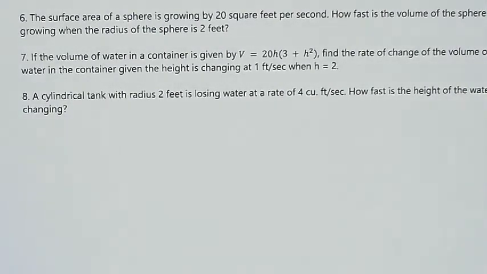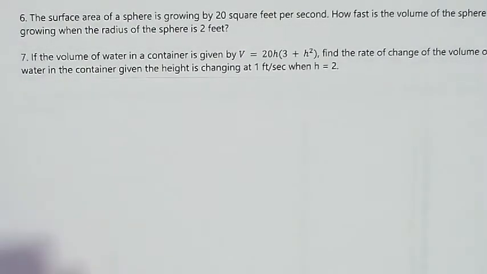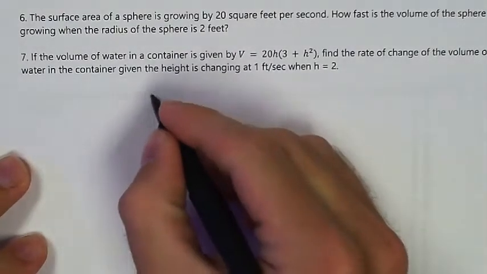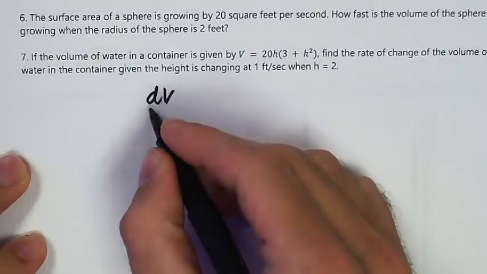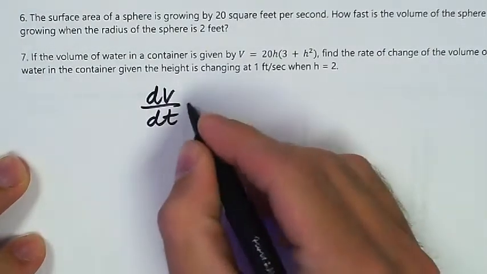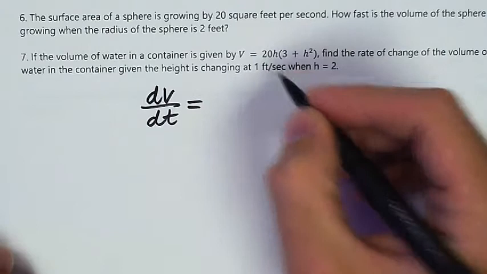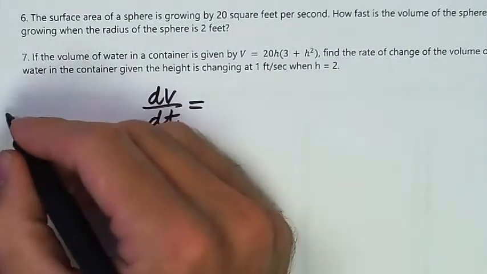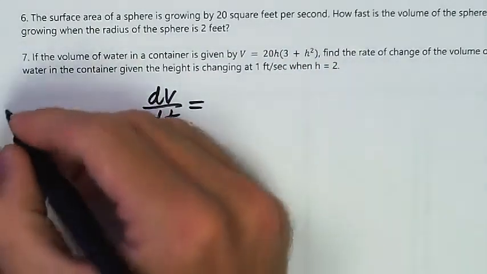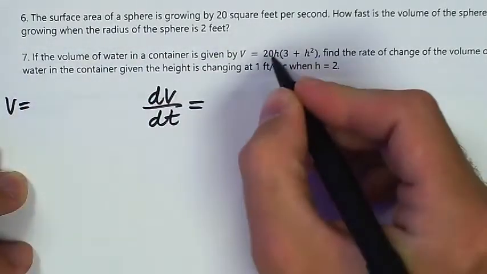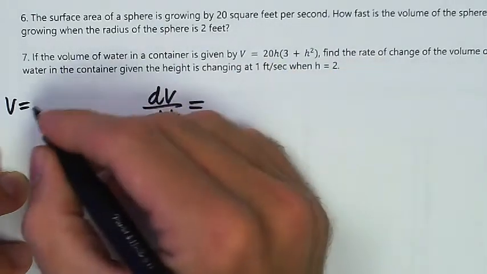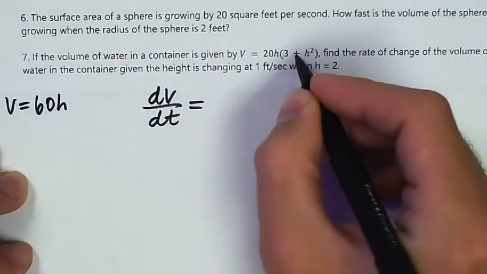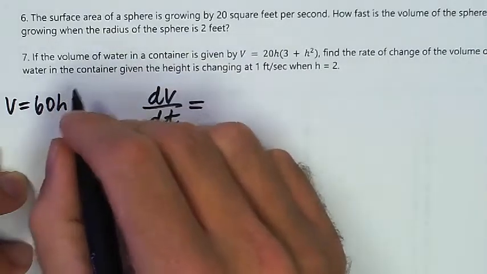Volume of water in a container is given by V equals 20H times 3 plus H squared. Find the rate of change of the volume of water in the container. All right, so we need dV/dt. Wait a second. Hold on, I'm going to rewrite this formula. I don't want to do the product rule on something that's going to be a polynomial anyway. V is equal to 60H plus 20H to the 3.